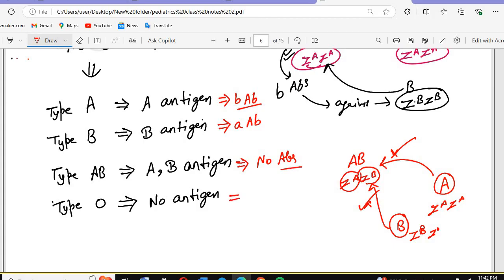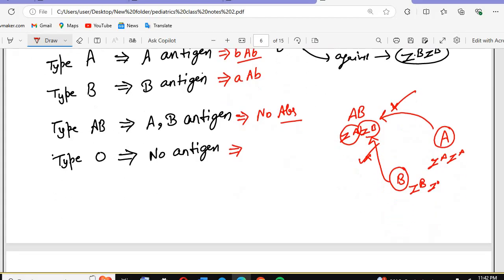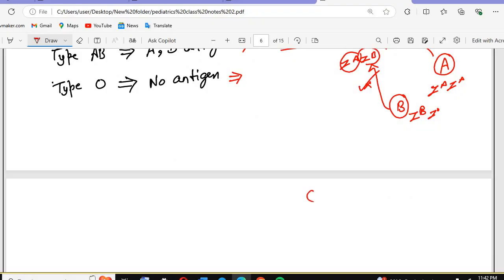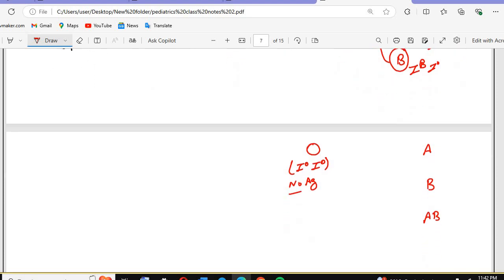The type O, let's see. For example, if I have the type O blood group, it means I have no antigen. Let's suppose there are three people, and one person with the A blood group is offering me blood. I have the O blood group.